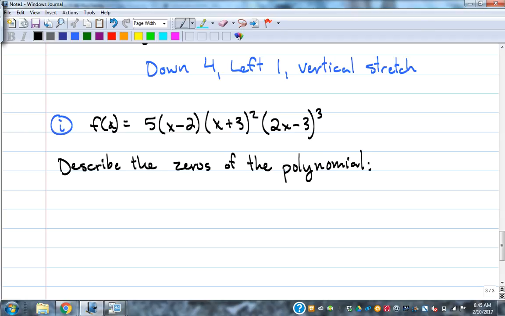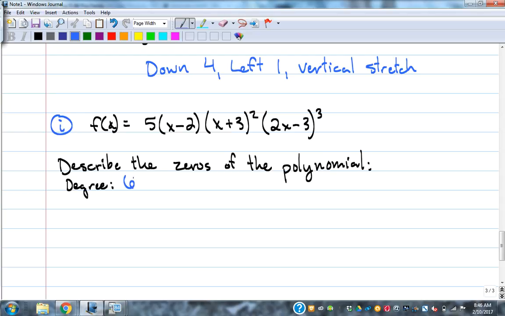All right. Well, it's a polynomial, so one of the things we wanted to talk about is the degree. What's the degree of this polynomial? 6. Why? Okay, got a third power, and that's going to give x cubed. Second power is going to give x squared, so x cubed times x squared is x to the fifth. And then x to the first, there's x to the sixth. So the degree is 6.